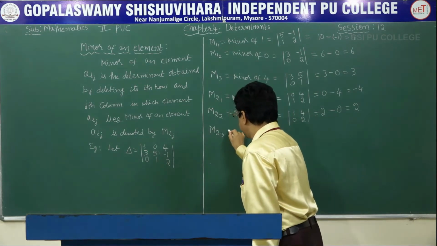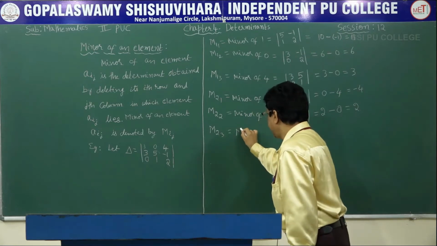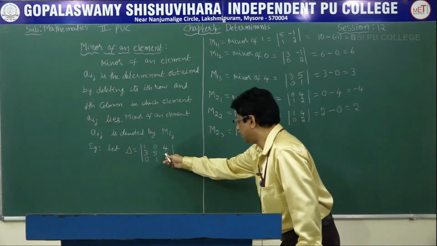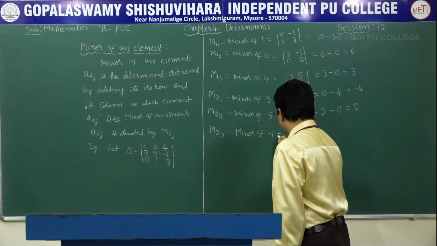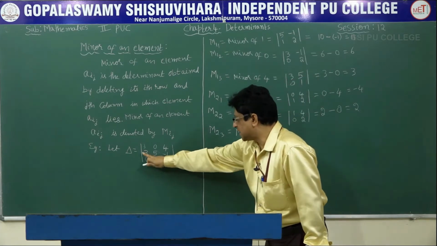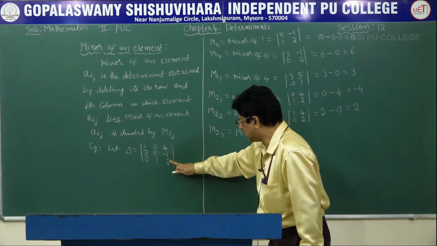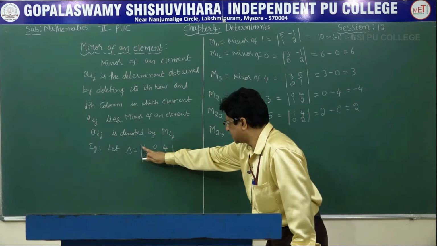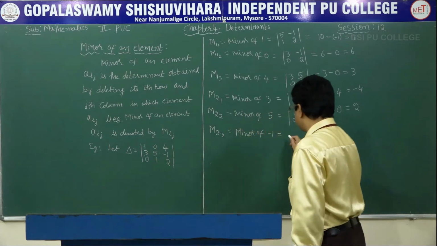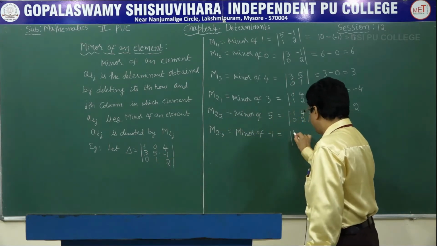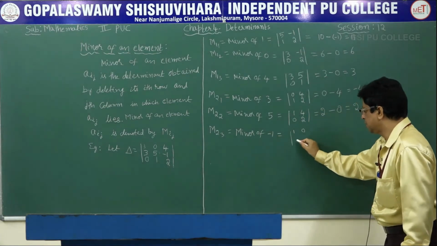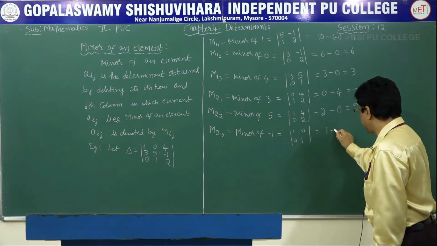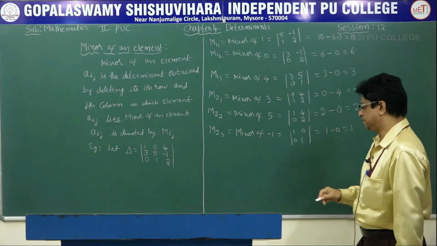Next M23, which is nothing but minor of minus 1. So minus 1 lies in the second row and third column. So we eliminate the second row and third column and take the determinant of the remaining elements. That is equal to determinant of 1, 0, 0, 1. That will be equal to 1 into 1, 1 minus 0, which is equal to 1.